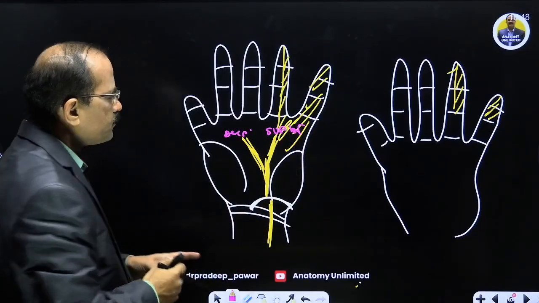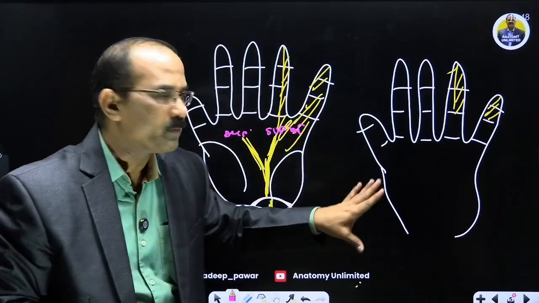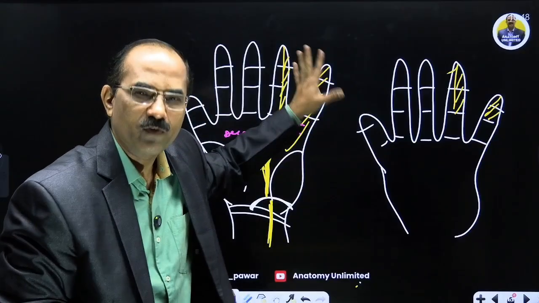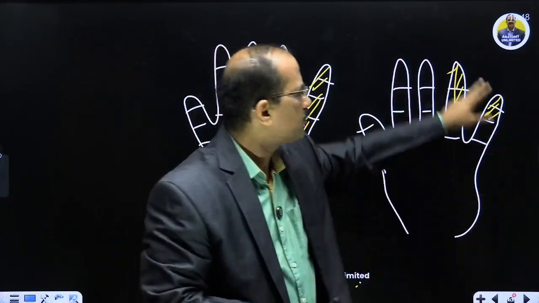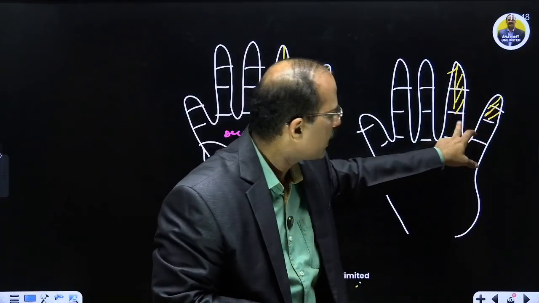Okay? The superficial branch supplies the skin on the palmar aspect of 1.5 fingers. The same superficial branch goes to the dorsal aspect and supplies the skin of 1.5 fingers except the proximal phalanges. Okay?